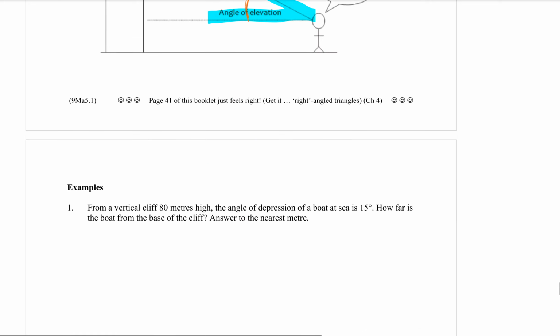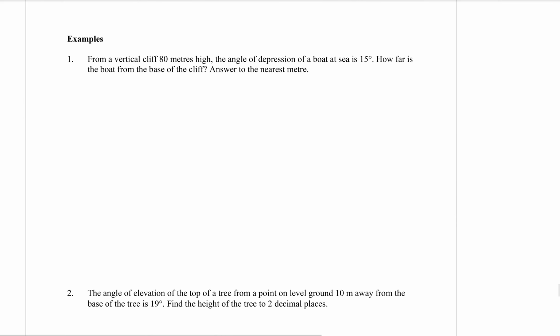So here are our questions. They're word questions. So your first step should always be to try and draw the diagram, because that's the only way we're going to know where our opposites, adjacents, and hypotenuses are. Okay? So, from a vertical cliff 80 meters high. I don't expect you all to be artists. So often when I say a vertical cliff, I'm just going to draw a vertical line like that.